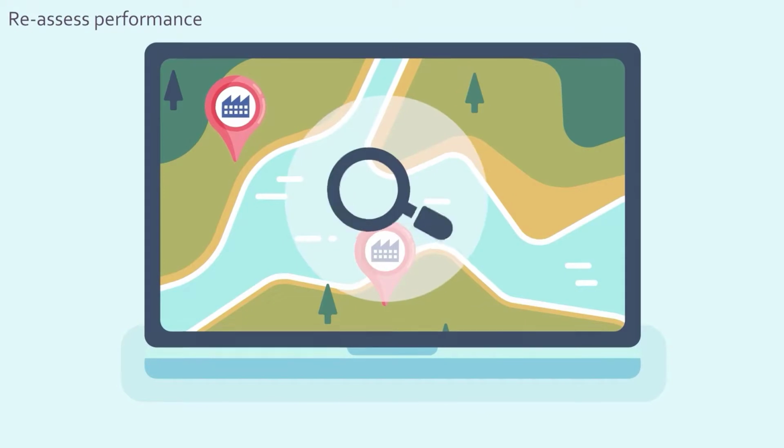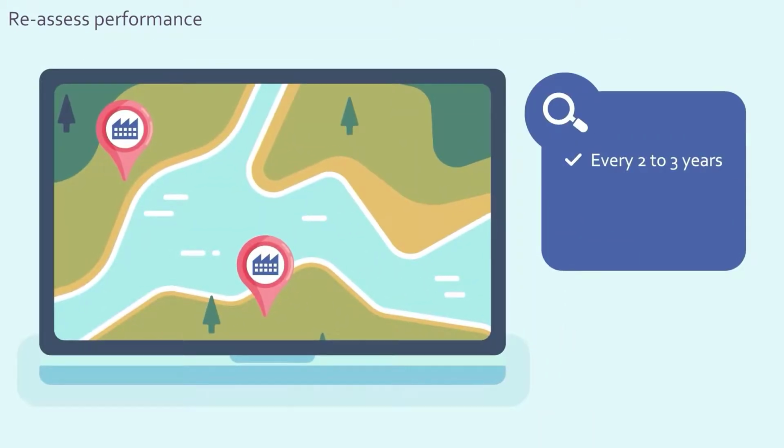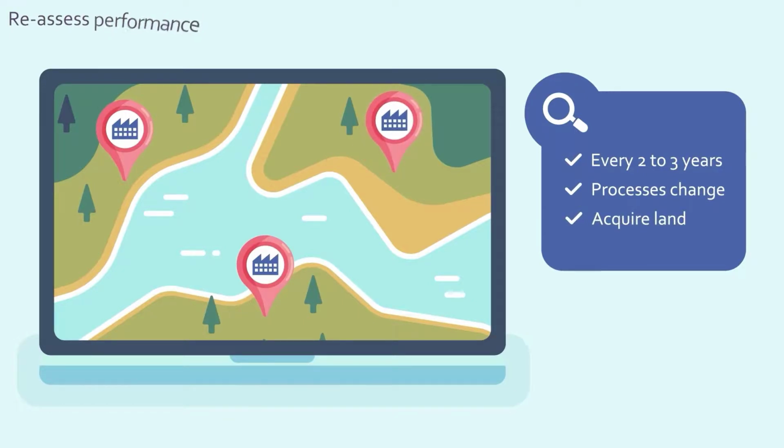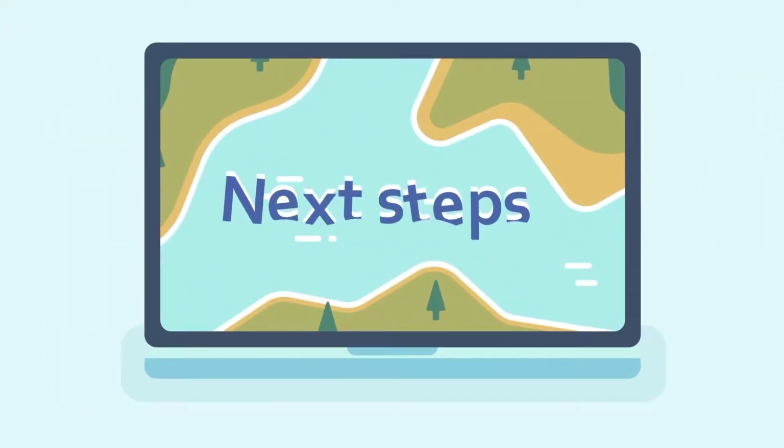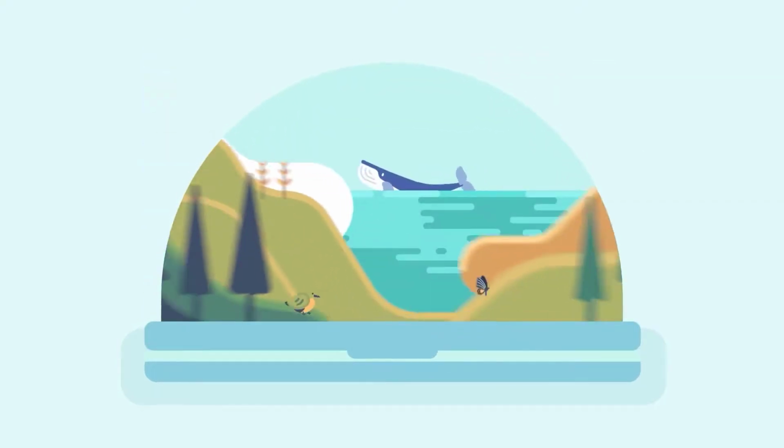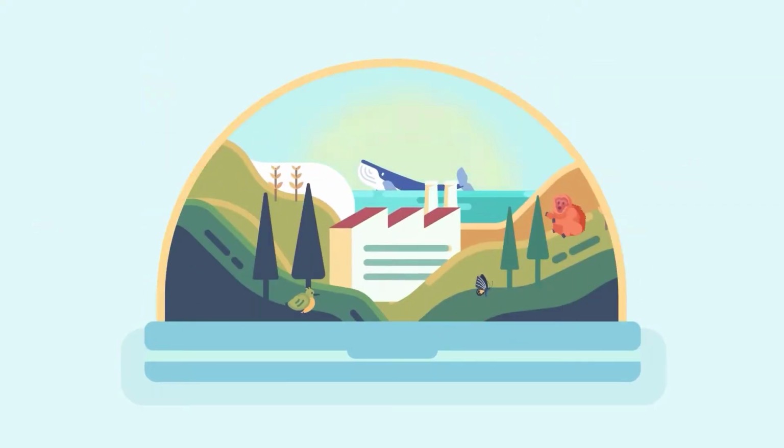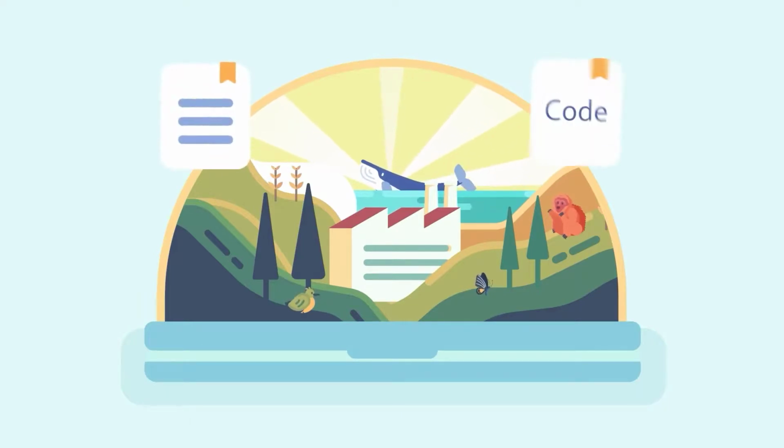Reassess your performance regularly in managing your impacts, such as every 2 to 3 years, or when processes change or you acquire land. By managing biodiversity, you protect your company and the world around you, and you meet the expectations of the law and your customers.